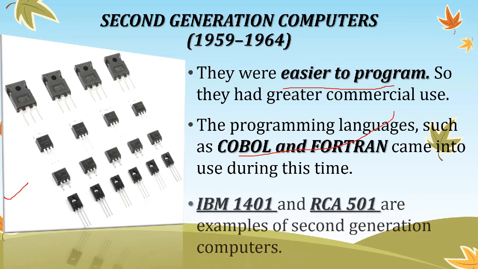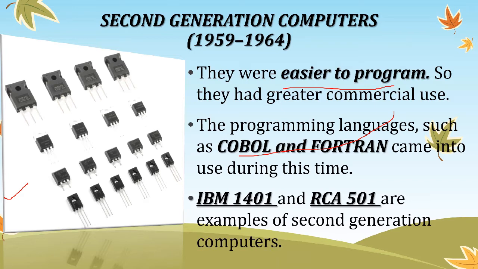IBM 1401 and RCA 501 are examples of second generation computers. See once again, the examples of second generation computers: IBM 1401 and RCA 501.